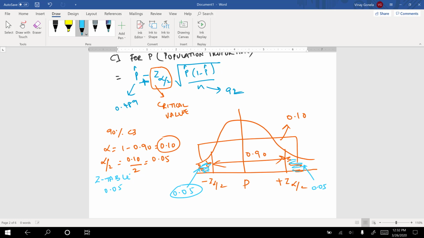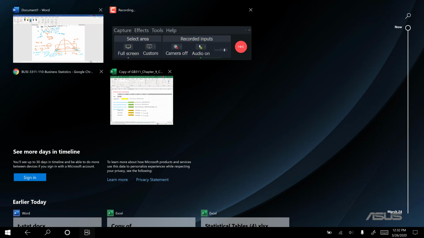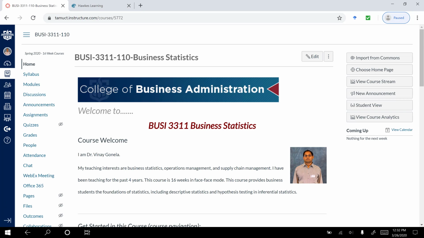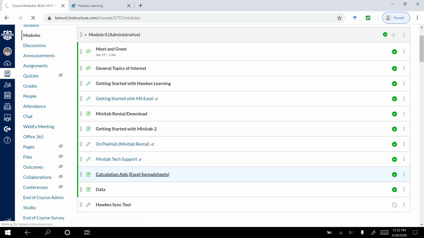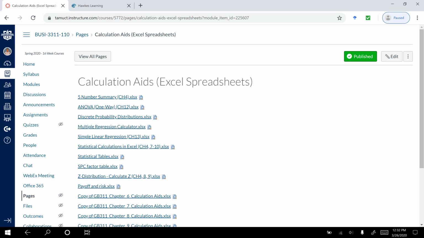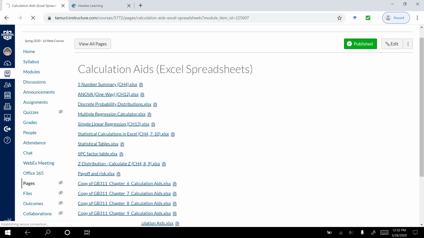So go to the z table and look for 0.05 in your probabilities. So usually the z table gives the left side of the curve, so it will give you this value. So I will now go to our statistical table course module, statistical table spreadsheet, and look for the z value. So I'm going to modules, and then I go to module 0, calculation aids, and then go to statistical tables.